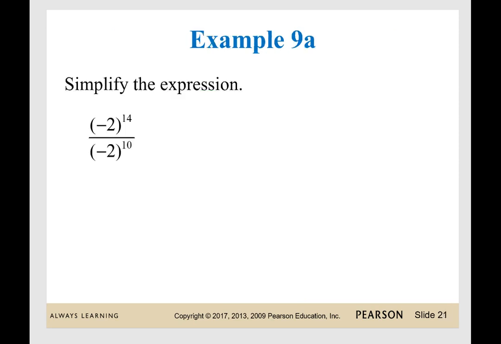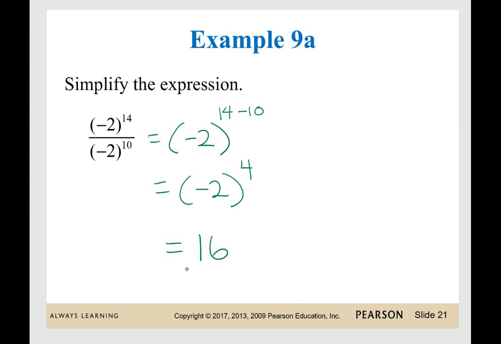All right, so here's the first example. First look, do they have the same base? Yes, they do. They both have a -2 in parentheses. So that's your base. And then you're going to subtract your exponents, 14 minus 10. So this is -2 to the 4th power. And feel free, again, to put that in your calculator. Make sure you have the parentheses and everything. So that is going to be positive 16. Remember, anytime you have a numerical base, make sure you're putting that in the calculator.